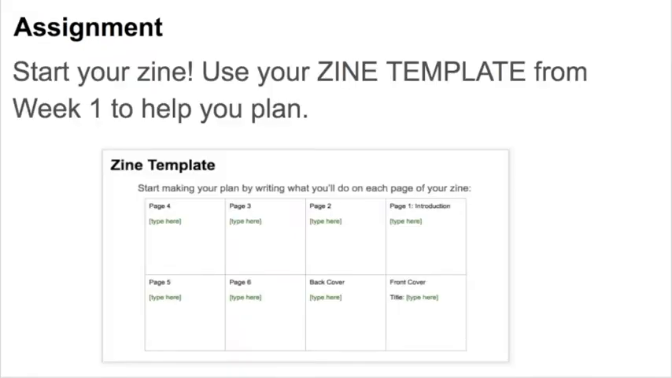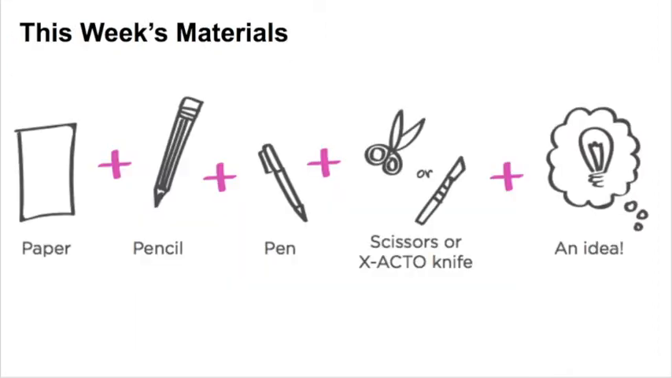So your assignment this week is to start your zine. Use your zine template from last week to help you plan. These are the materials you're going to need for this week's assignment. You're going to need one piece of plain paper, a pencil, maybe a pen, and scissors or an X-Acto knife, and your idea. So you can use the idea you had originally, or if you want to cover a social justice issue that means a lot to you, you can do that.